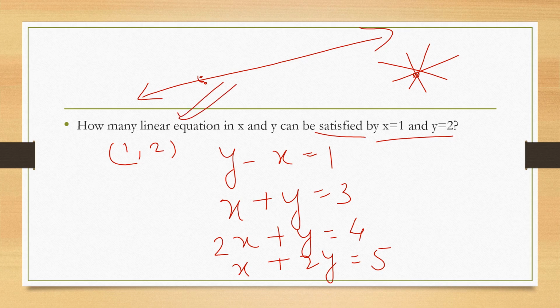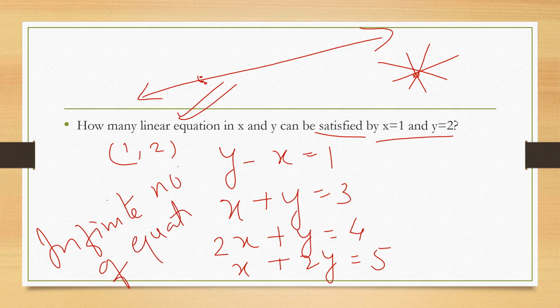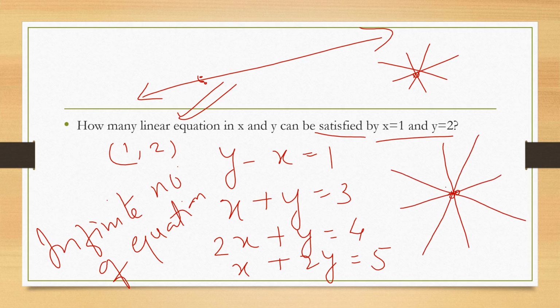So how many linear equations will be there which satisfy the values x equals 1 and y equals 2? There is an infinite number of equations. It is the same as asking how many straight lines can pass through a single point. So the answer is yes. There are infinitely many straight lines which pass through the same point.